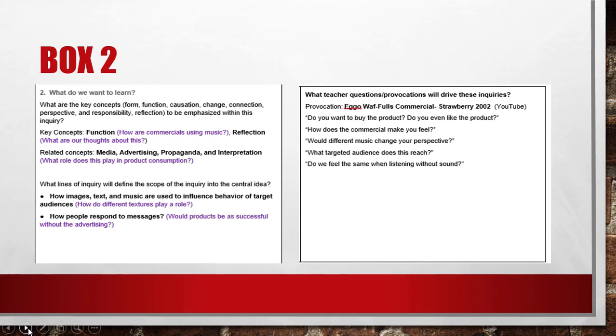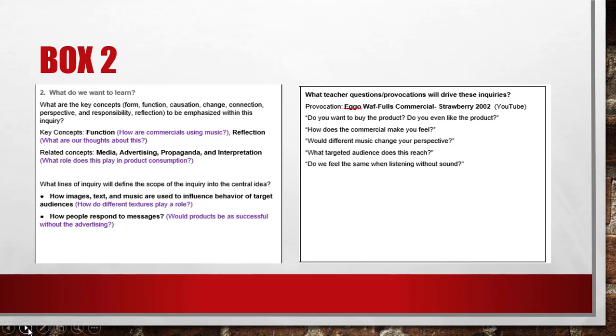Next is box 2, and box 2 actually has about 3 different things in this box. So your first item would be your key concepts and your related concepts. These are already kind of fixed, so you don't have to pick every single one of them. You just want to pick which ones you have a genuine connection for.